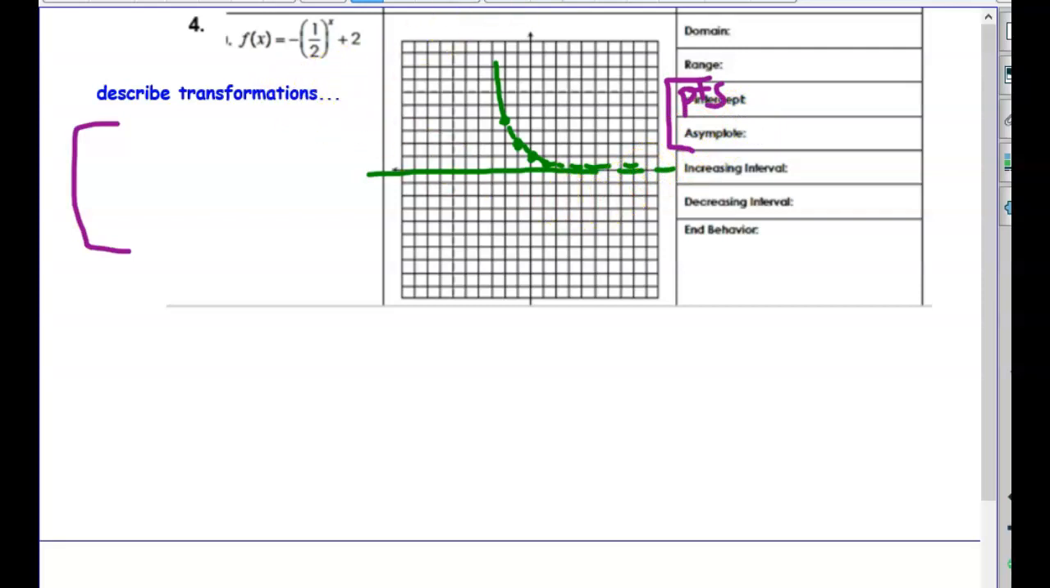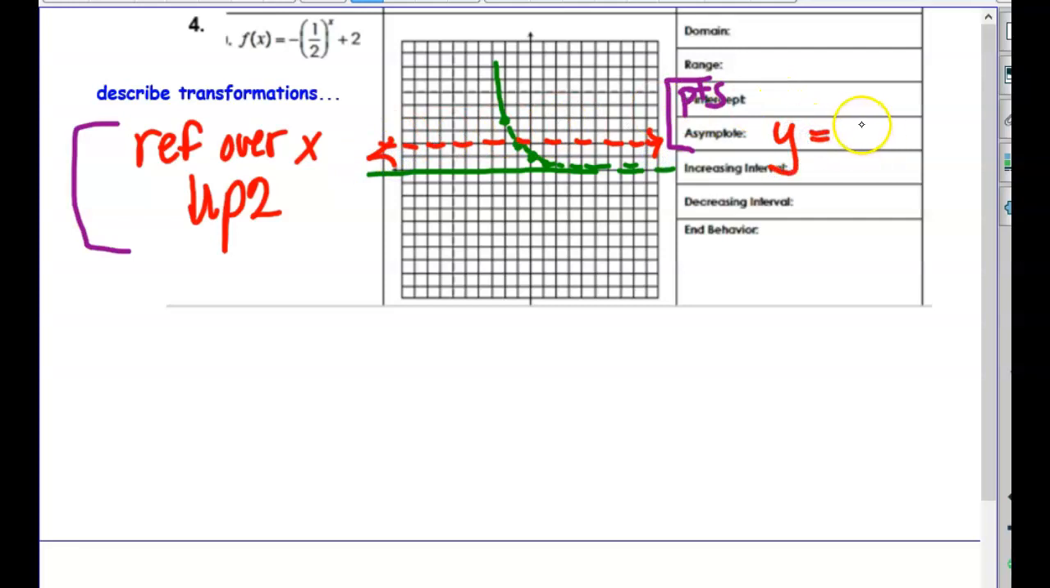What are we supposed to do to this one? Reflect over. Which way are we reflecting when the negative is on the outside? Yep, reflect over x, and then it moved up 2. So the up 2 means the asymptote is going to be up here at y equals 2. So if you take any of those points, you reflect them upside down and then move them up 2.